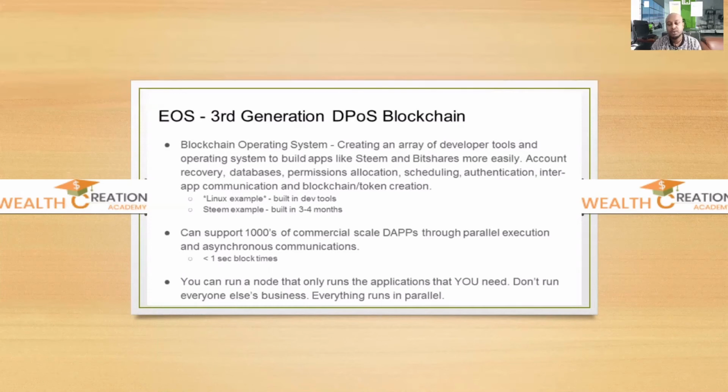So you can also support thousands of commercial scale decentralized applications through parallel execution and asynchronous communication. All right, in less than 1 second block time. So very fast. Okay. You can also run a node that only runs the application that you need. You can run a node that is only going to focus on applications that you need. So don't run everyone else's business. Your node is not going to be concerned with any other people's business.